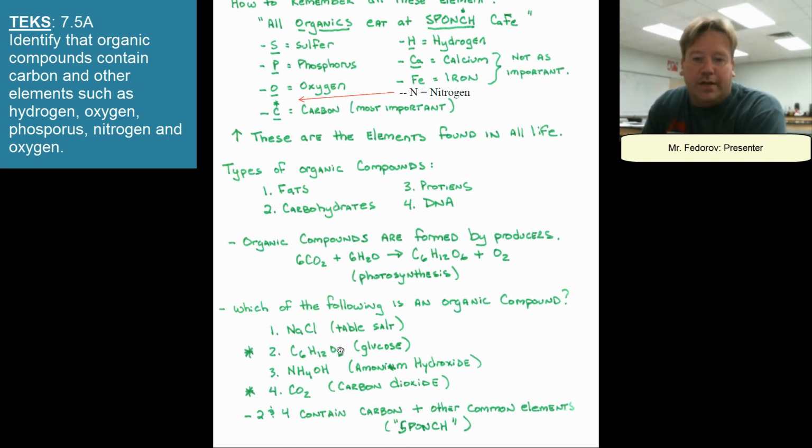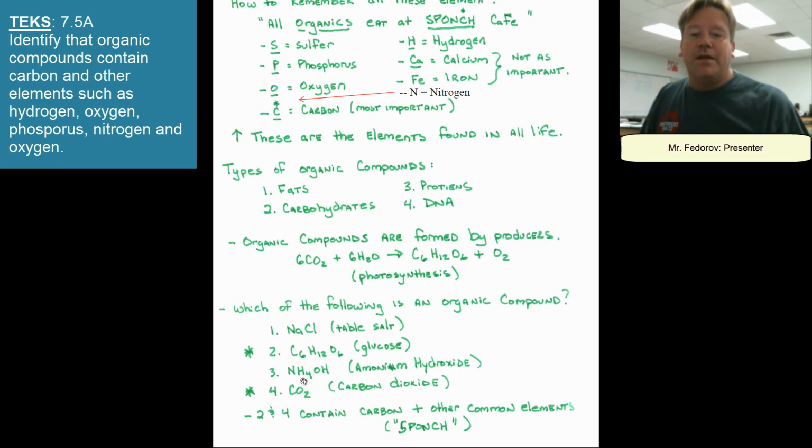We take a look here at glucose, C6H12O6. Well, I already told you earlier that it was an organic compound and it was formed. But if I look at this and I think about the term SPONCH, S-P-O-N-C-H, well, there's my C in SPONCH, there's my H in SPONCH, there's my O in SPONCH, but most importantly, it has carbon, and it has to have carbon. So because it has carbon, this would be considered an organic compound.